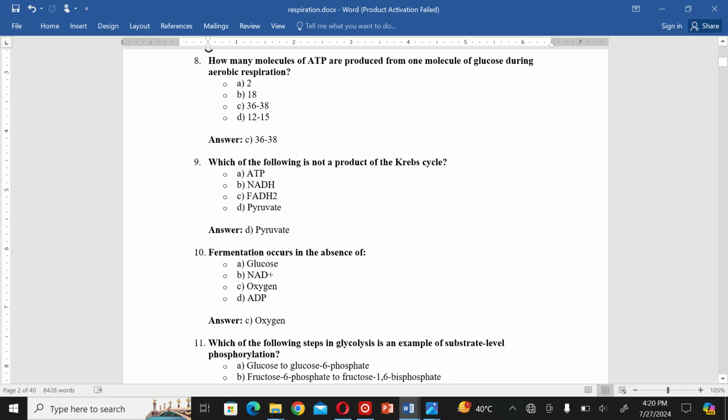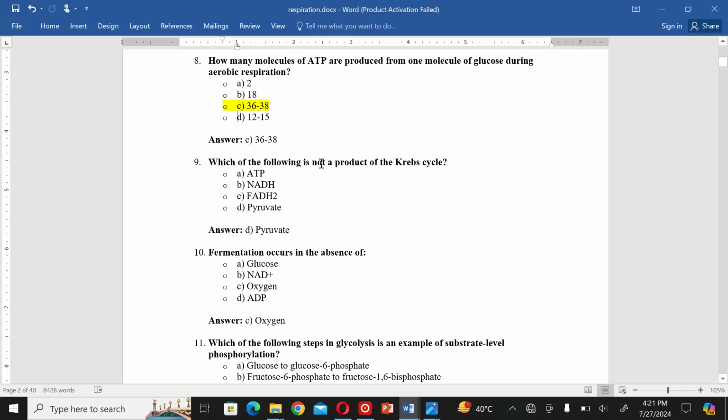The next MCQ is: how many molecules of ATP are produced from one molecule of glucose during aerobic respiration? A. 2, B. 18, C. 36 to 38, and D. 12 to 15. So the correct option is C, 36 to 38.